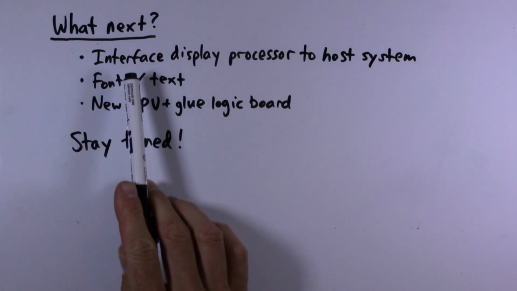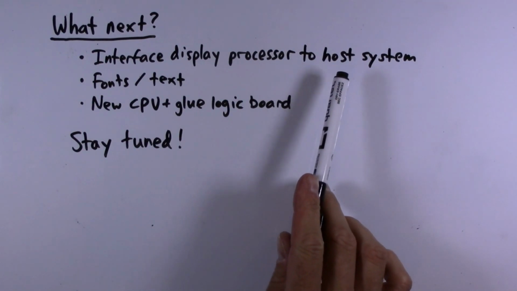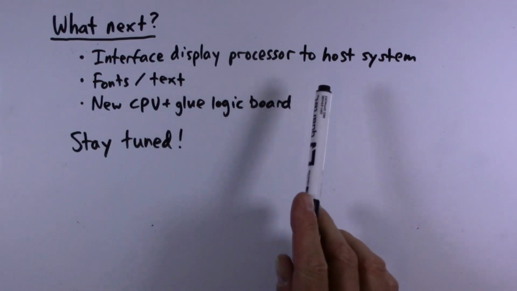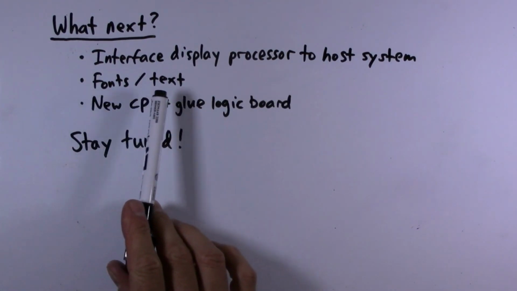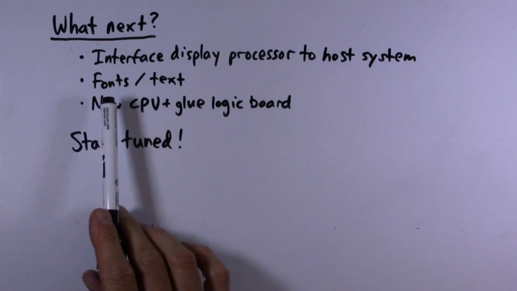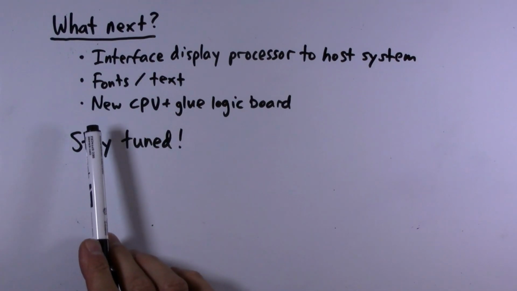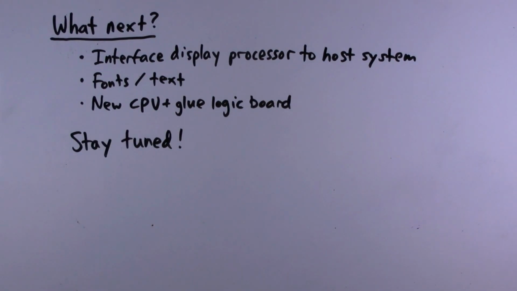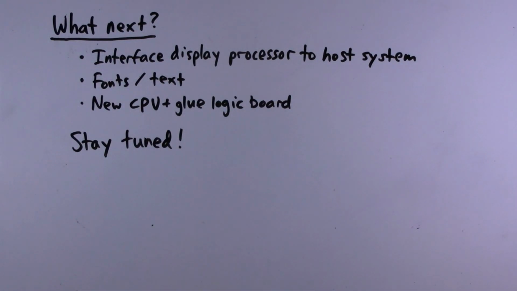So the next steps for the display processor are to interface the display processor to the host system so that the host system can send it commands and can eventually send it data to display. The first thing I would like to work on in terms of an actual display is basically a text mode, so I need a way to upload fonts and then put text in the video memory and have it rendered. In other aspects of the system design, I have a new PCB design for the CPU and glue logic board, so I'm going to be making a video about that in the near future.